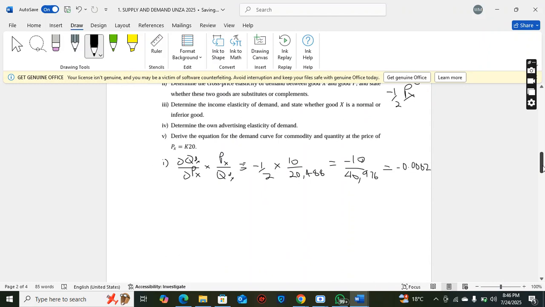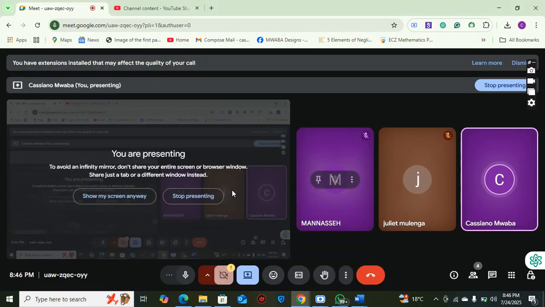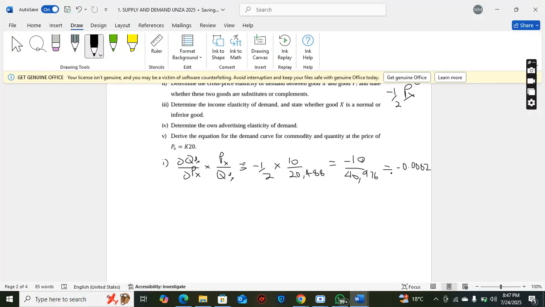Okay, so we need to interpret this. Now, listen carefully here, colleagues. Due to the law of demand, because price and the quantity demanded have an inverse relationship, meaning one will be going down, one will be increasing, whenever you're tabulating price elasticities of demand, you're always going to be getting negative values. So once you get that negative value, get the absolute value, meaning just ignore the negative sign. Our absolute value is 0.0002. Absolute value just means ignore the negative sign, just read the number as it is.